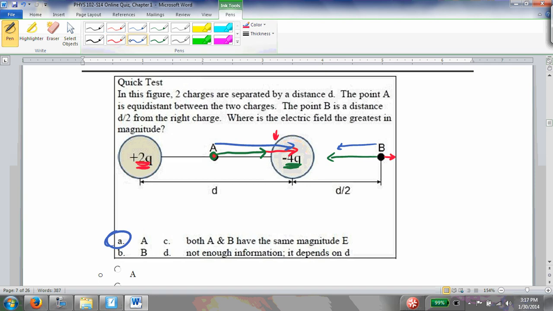And just to reiterate this, notice that over here, at this point, we're a distance d over 2. But over here, we're a distance 1, 2, 3 times d over 2. So we're 3 times as far away from the charge. And since the electric field is kq over r squared, since we're 3 times as far away, that means we have 1/9 the electric field.